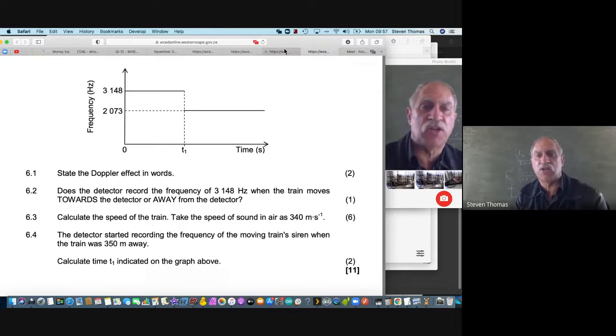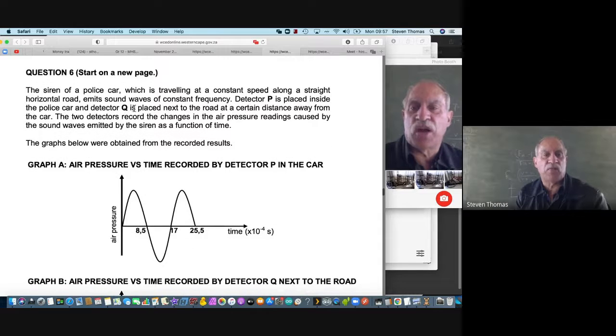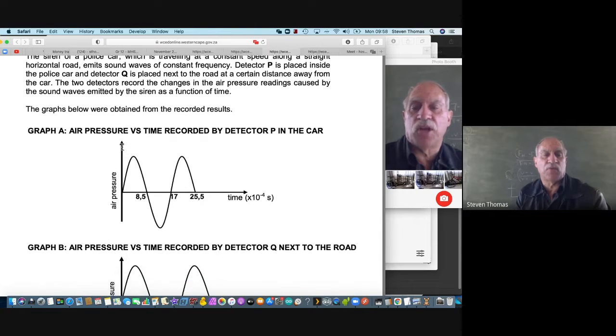So that's easy. Let's just go to the previous year's Doppler question. The siren of a police car which is traveling at a constant speed along a straight horizontal road with sound waves. So this is again, velocity of the source is moving. Detector P placed inside the police car and detector Q placed next to the road at a certain distance away from the car. The two detectors record the changes in the air pressure reading caused by the sound waves emitted by the siren as a function of time.